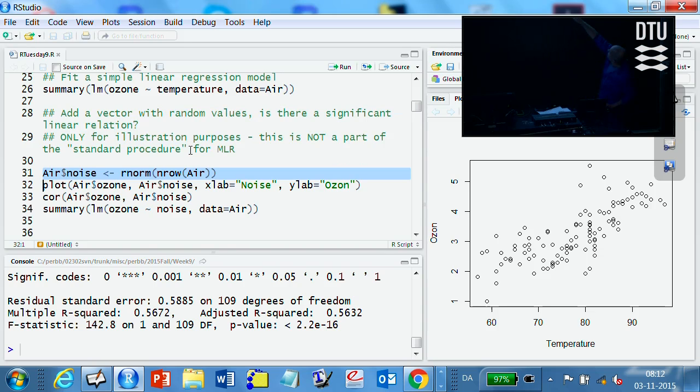So, I simply simulate 111 random normal numbers unrelated to anything here, right? I call it noise and I put it in my data set.